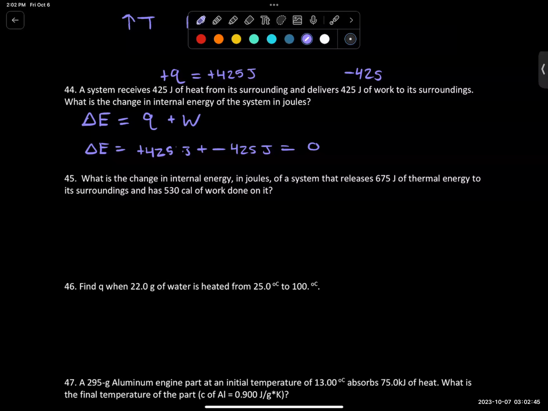So let's associate these with signs, plus or minus. Yeah, the answer is 0. So it should be 0 joules, I guess. The change in internal energy is 0 joules. There's net movement of 0 going in and out. All right. So a system releases 675 joules of thermal energy to its surroundings. Is that positive or negative?